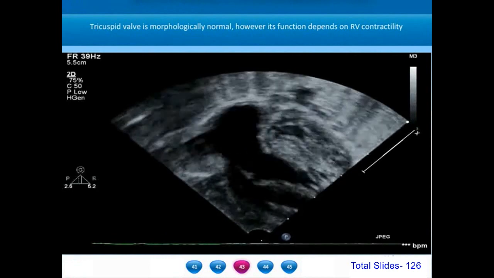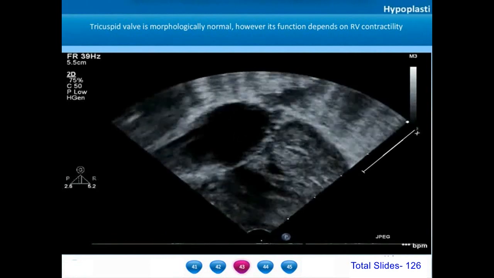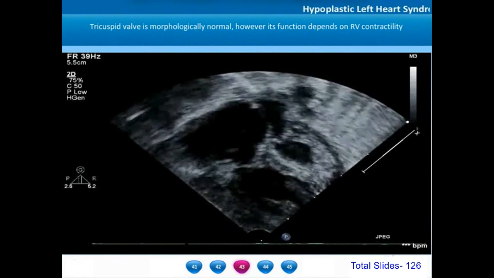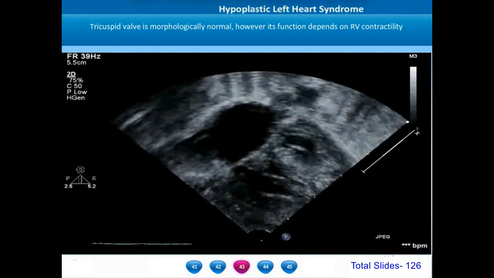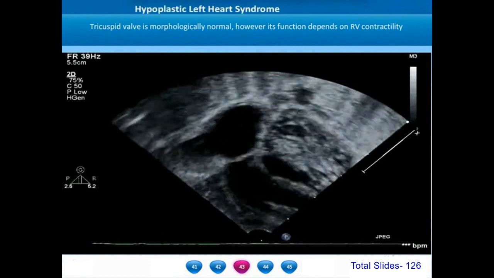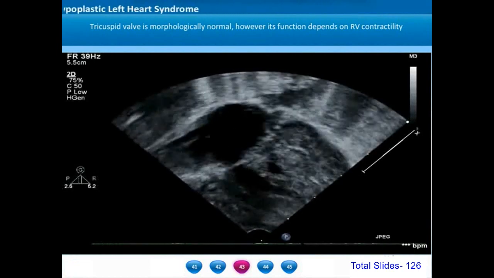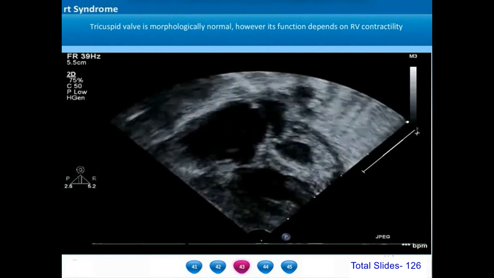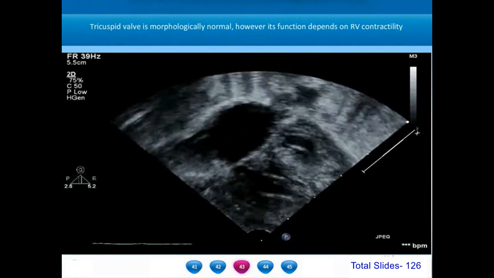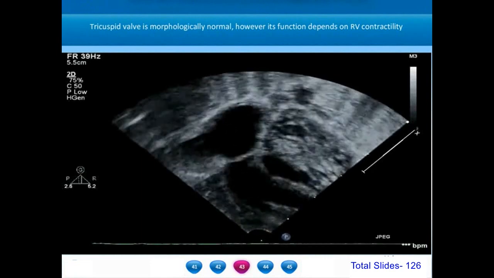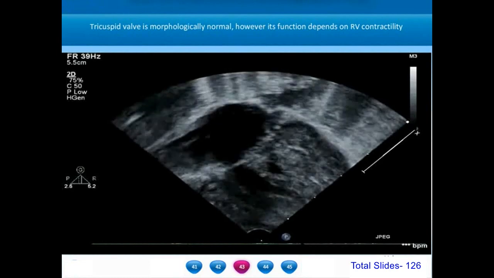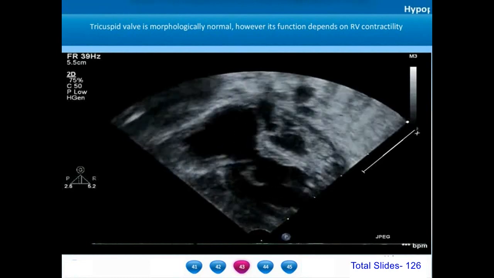The tricuspid valve is morphologically normal. However, its function is highly dependent on the right ventricular systolic function. When the right ventricular contractility is very good and the right ventricle is not dilated, the tricuspid valve leaflets coapt very well, and there is usually good coaptation and good competence of the tricuspid valve.